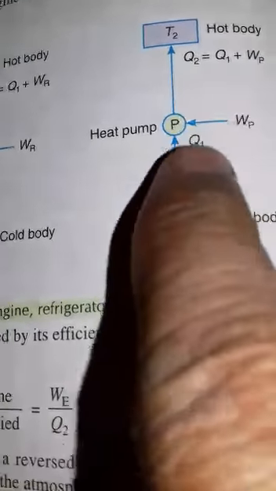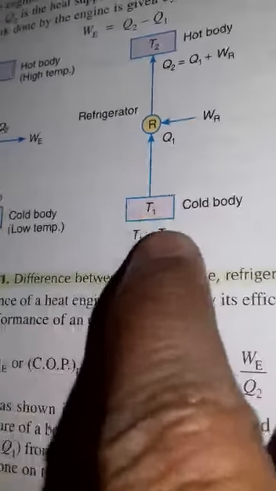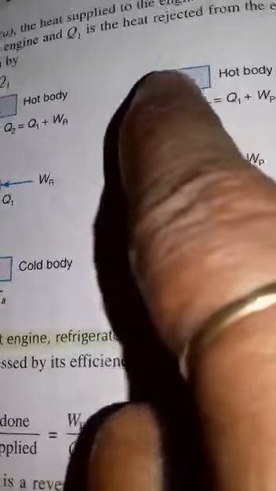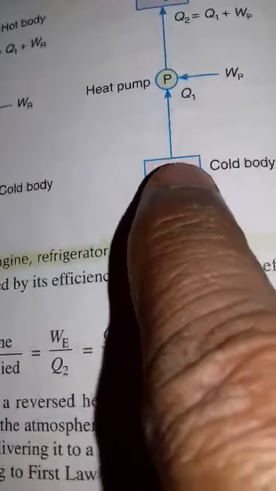Now here we are utilizing the temperature of the higher side. In refrigeration we have been cooling from the lower side. Here we are getting the heat at the higher side. That's why it is called heat pump. It is pumping the heat from the lower side and supplying the heat to the higher side. We are getting the extra work.